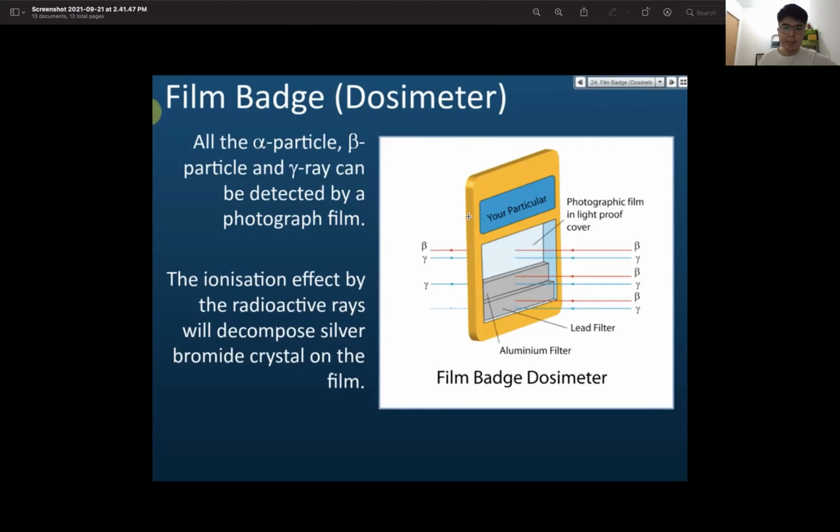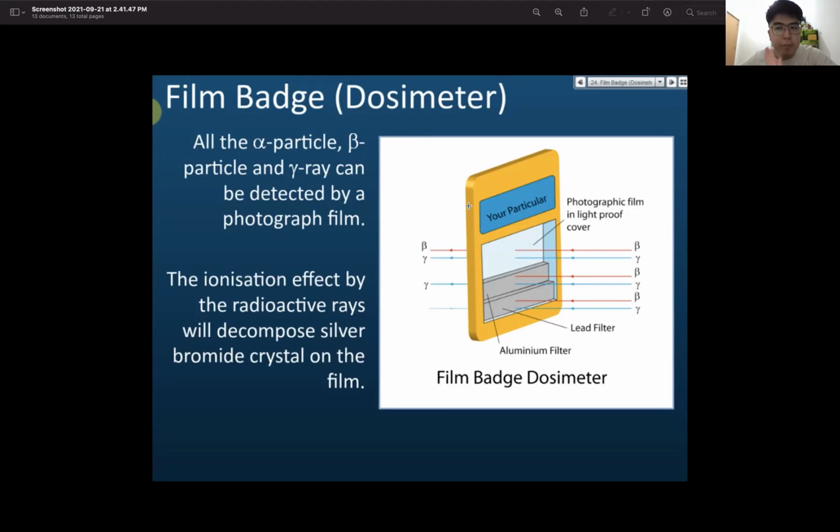What is it? This is for the people who work at the nuclear power plant or any places that have radioactive emissions. Okay, so they wear it as a badge, on their shirt. Whenever they go to work, they have to wear it. And after they finish work, they have to return this badge to the lab. Then the person in the lab will take the film badge and analyze it.